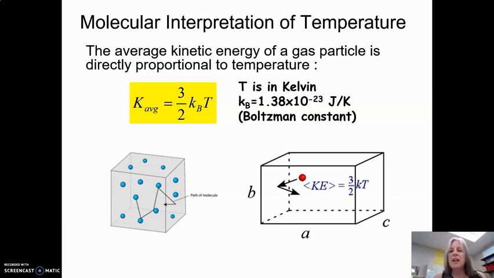Again, this constant you can find on your constant sheet when you start class, but I would write it down for now. And now we say it's the average because gas molecules are in constant random motion, and so they actually have a variety of different speeds, which is something else we're going to talk about today.